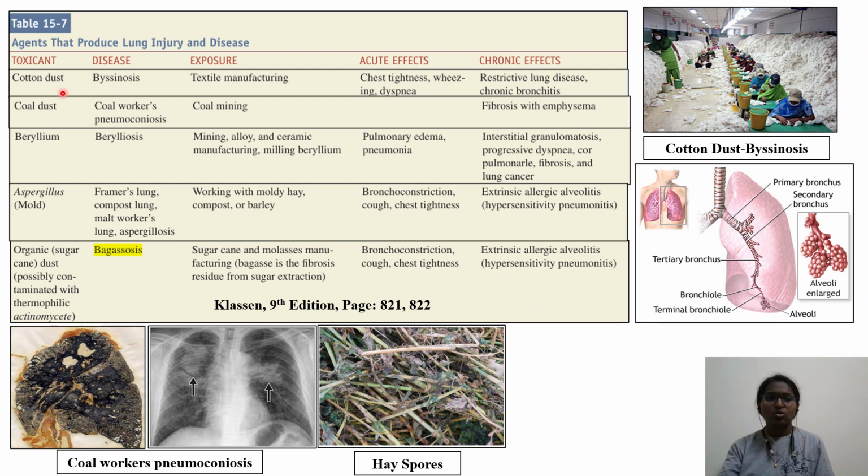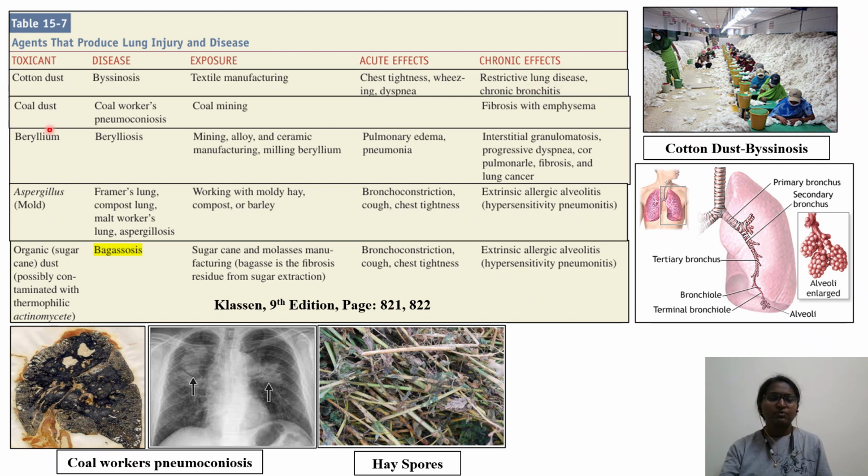The first one was cotton dust. Cotton dust will cause byssinosis. The disease which is caused by the exposure to cotton dust is called byssinosis. Particularly, it happens to the workers who are working in textile manufacturing. When there is a single exposure, you will be getting chest tightness, wheezing, dyspnea, means difficulty in breathing. Coming to chronic effects, daily these workers are working in this cotton industry, they will be having restrictive lung disease, chronic bronchitis.